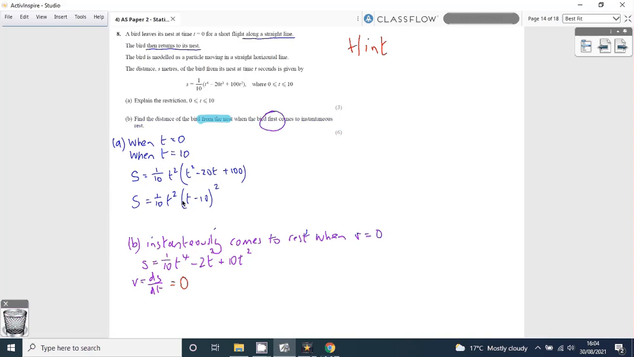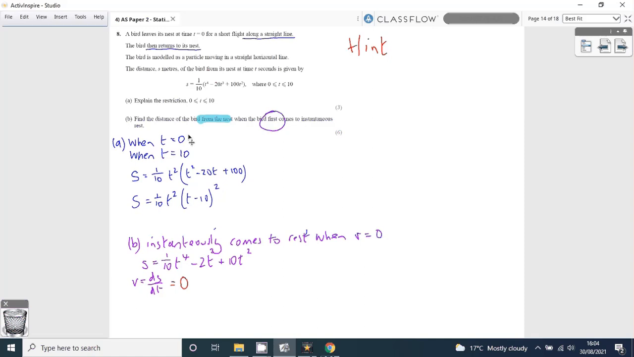So really, once you've got that, you can see that between 0 and 10, t squared is always going to be positive. t minus 10 all squared is always going to be positive. So S is always going to be positive, so greater than 0. So that shows that we don't return to the nest during that 10-second period.